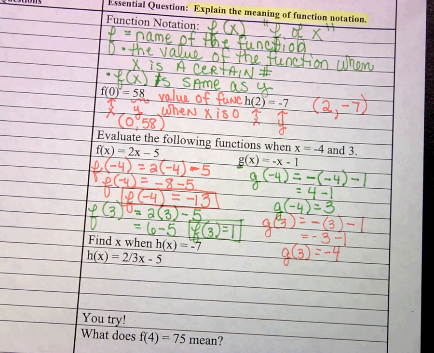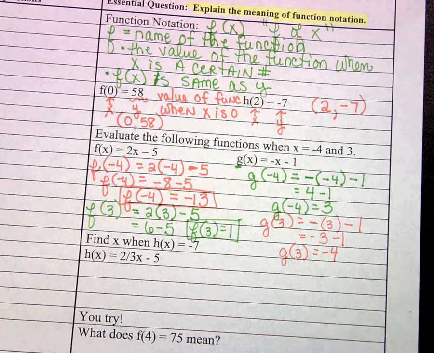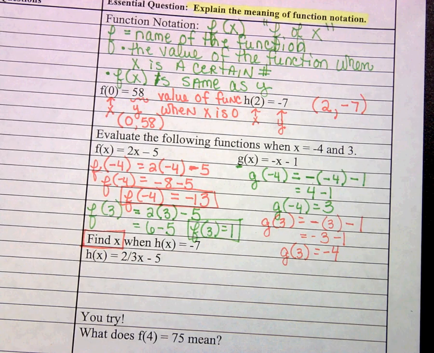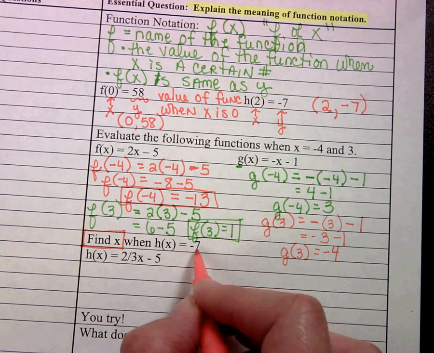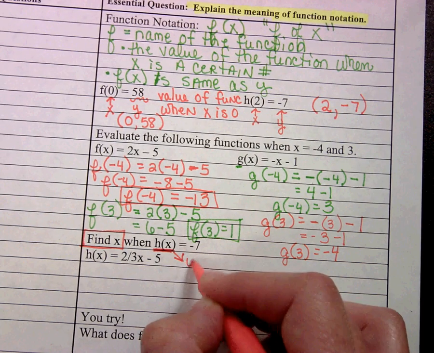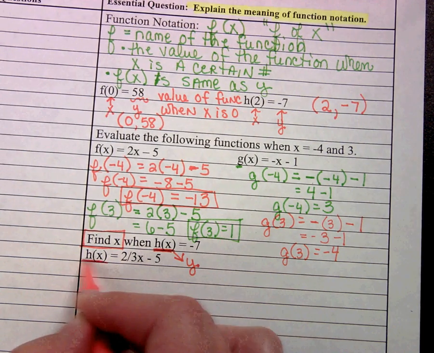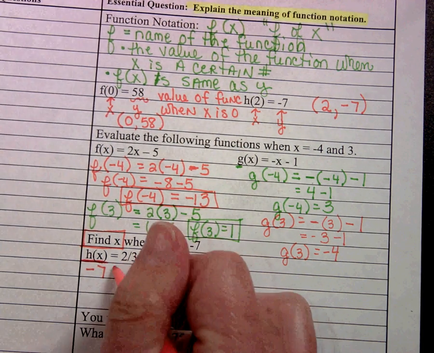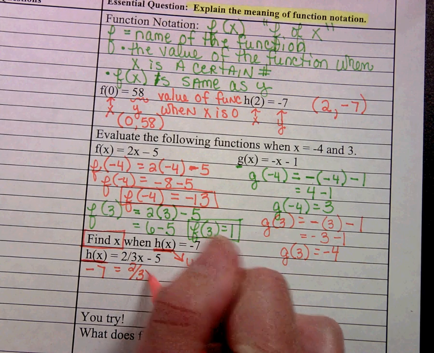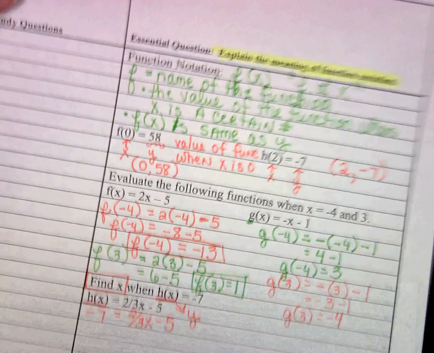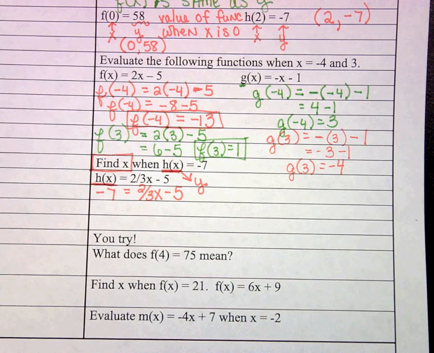Okay, the next example, this one's a little bit different. Notice it says find x. So we don't know what x is. And it says when h of x equals negative 7. Well, remember, what did I tell you this represented? It represents y. So wherever I see h of x, I'm going to replace it with negative 7. And this time, this is different. This is 2/3 x. We're going to take this equation and solve for x. We're going to find out what x is. We already know what the function is equal to.